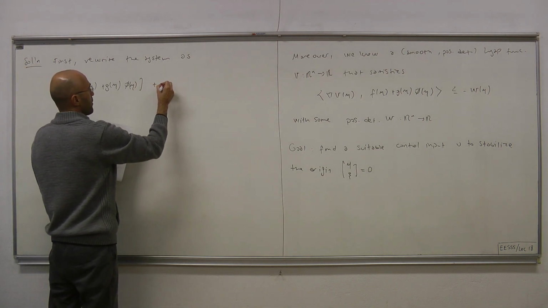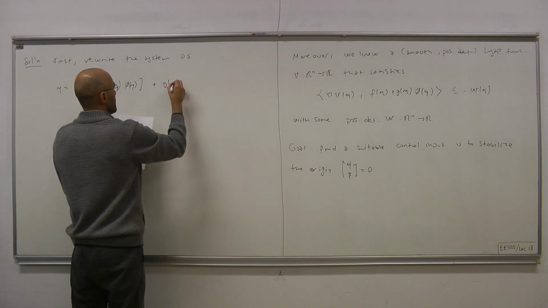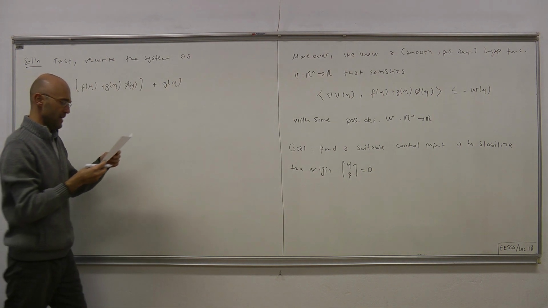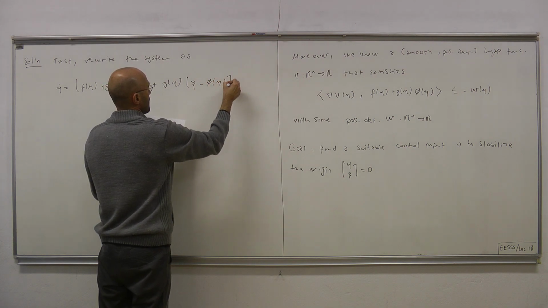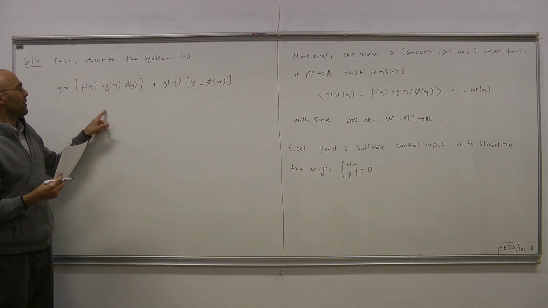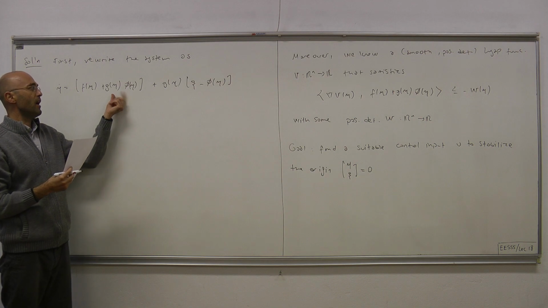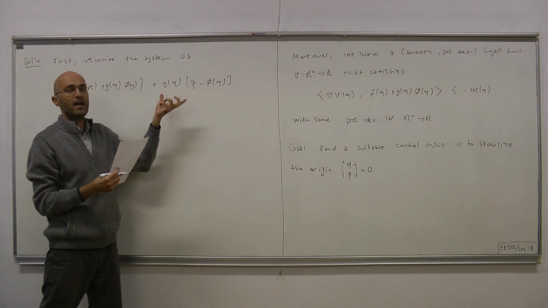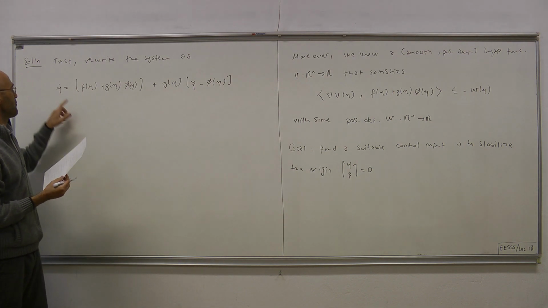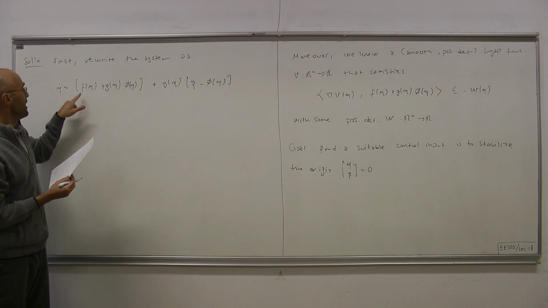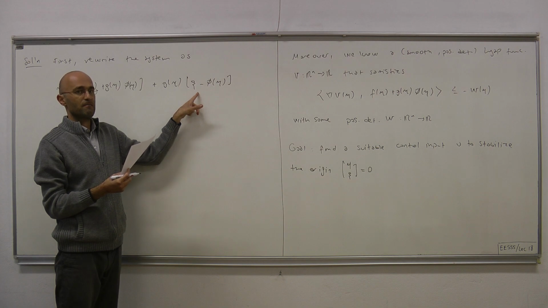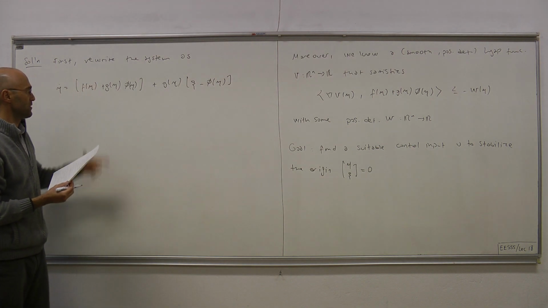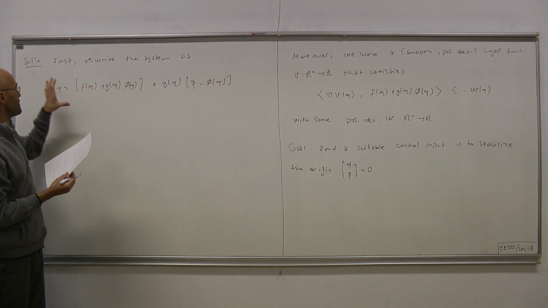So therefore, the original right hand side equals f(eta) plus g(eta) phi(eta) plus g(eta) times xi minus phi(eta). Now that this g phi, and here we have minus g phi, they cancel one another, and what we are left with is eta dot equals f(eta) plus g(eta) times xi. Okay, so that's the original right hand side.